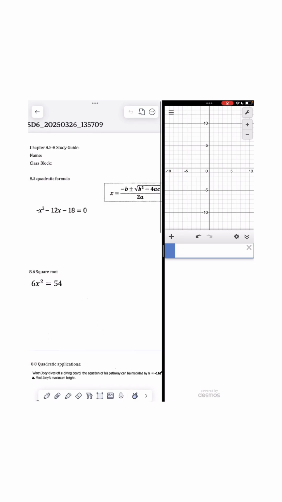So here's our study guide. It covers 8.5 to 8.8. You can use it as a cheat sheet for your quiz tomorrow. We'll first start out with 8.5, the quadratic formula.